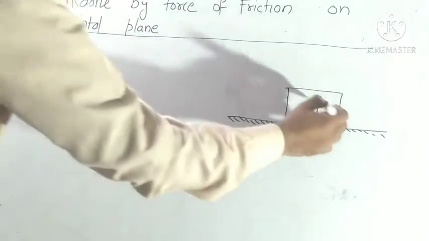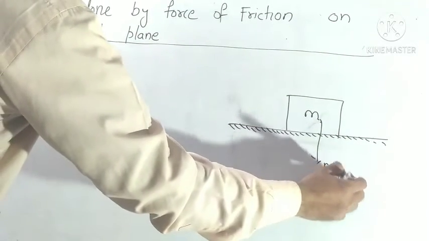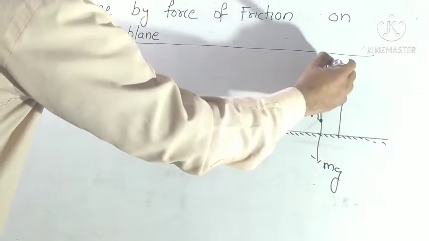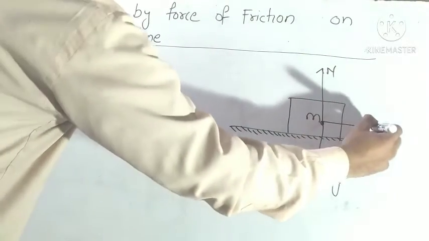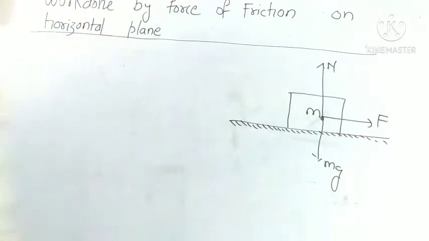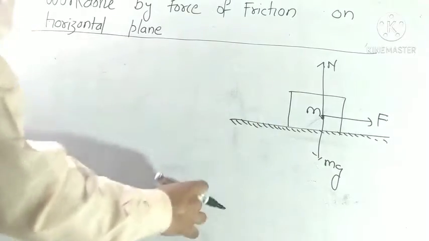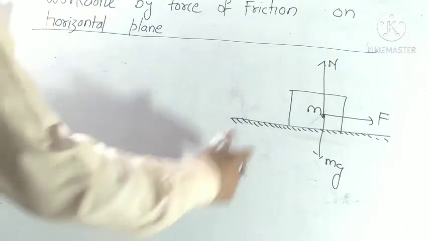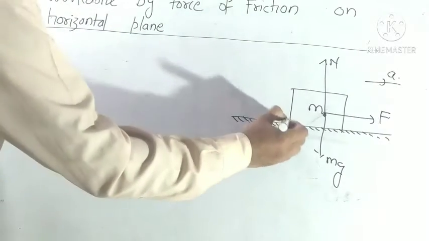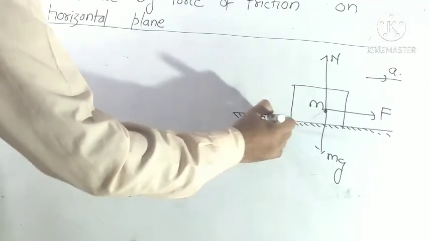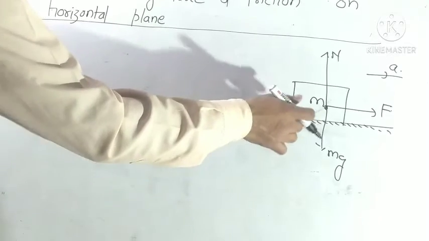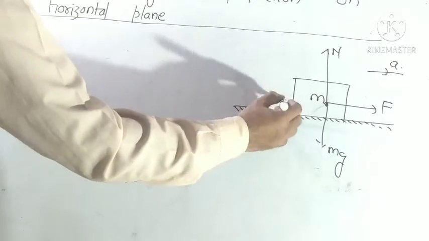The weight of this body works vertically downward, that is mg, and the normal force works vertically upward. F is the applied force working on this body, due to which the body will move to the right with acceleration a. When this body moves right, an opposing force is produced between the contact surfaces of these two bodies, that is called the frictional force.